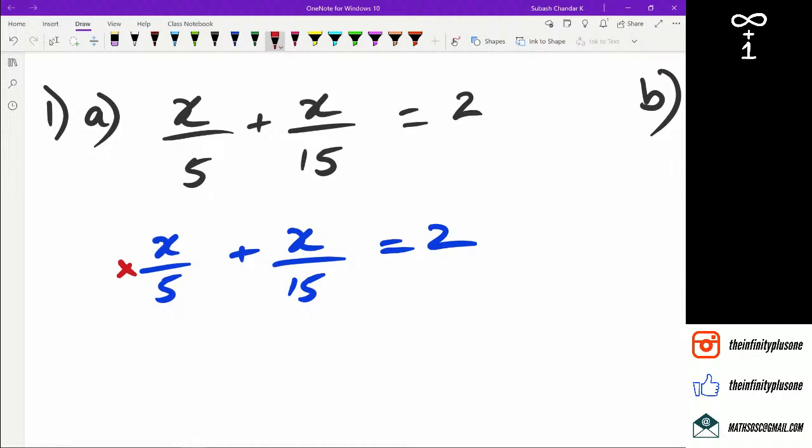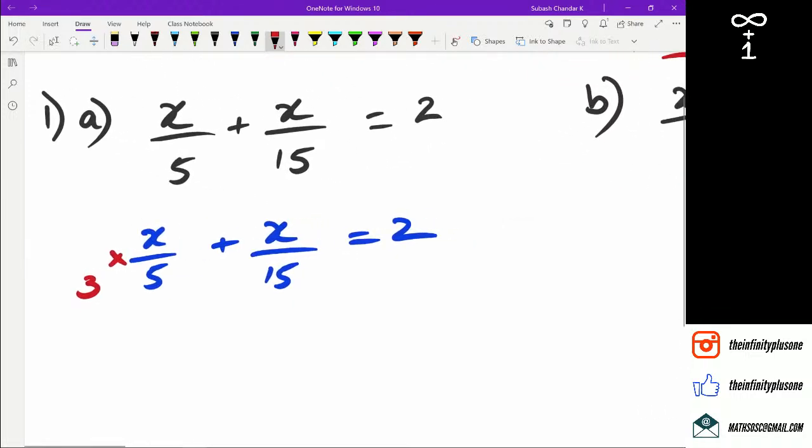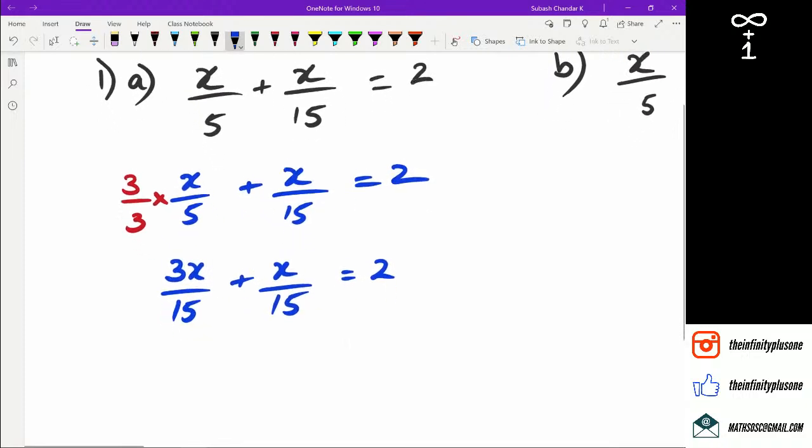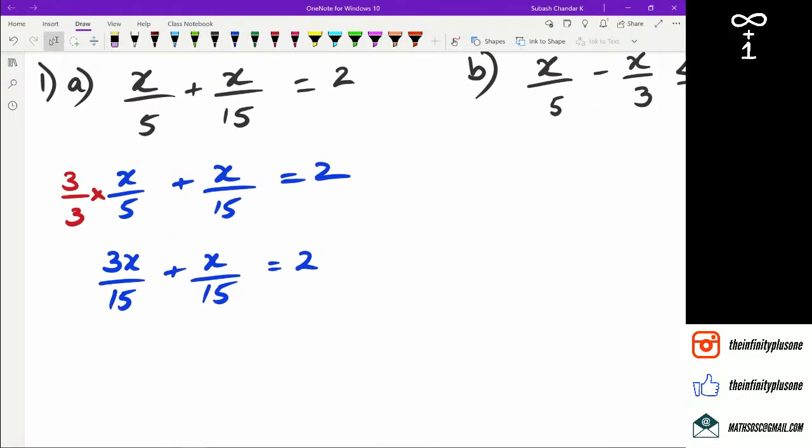I've got to multiply the denominator by 3 so that I can make the denominator 15. But if I multiply by 3 in the denominator, I've also got to multiply the numerator by 3. So when we do this, we've got 3 times x in the numerator and 15 in the denominator, plus x over 15, and this is now equal to 2. Because both fractions on the left-hand side have the same denominator, we can add them up. So we go 3x plus x, which equals 4x, and 15 is just the denominator, so we leave it like this.